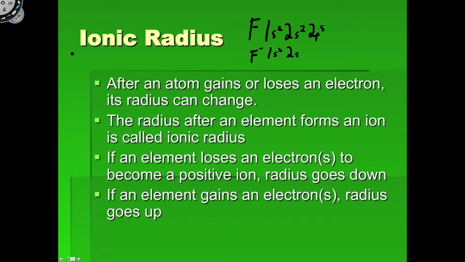It becomes 1s2, 2s2, 2p6. And the reason the radius gets bigger is that you now have an extra electron, and negatives repel other negatives. So if you have a bunch of negative charges and you're adding more negatives, what are they going to do? They're going to spread out. When it spreads out, it causes the radius, the ionic radius, to be bigger.